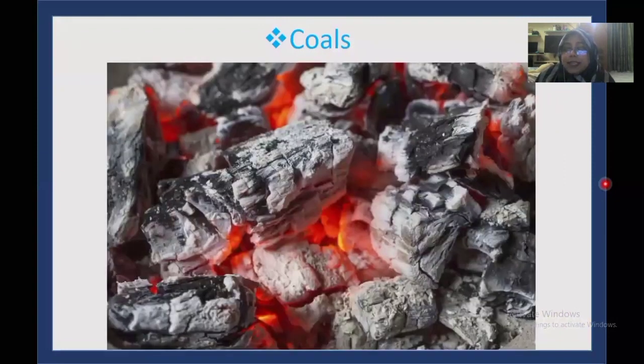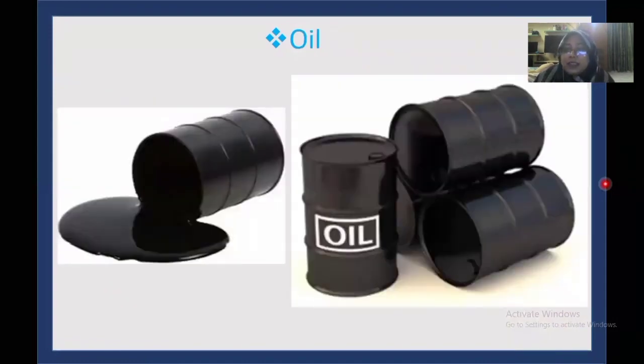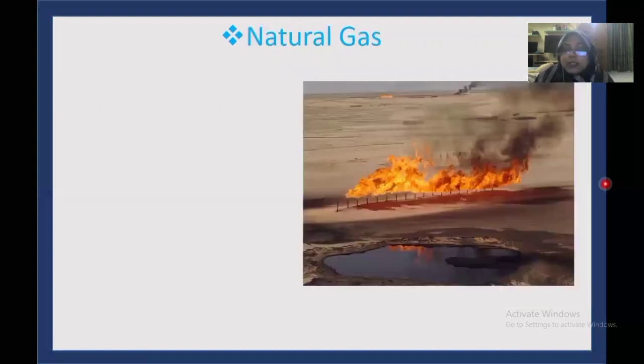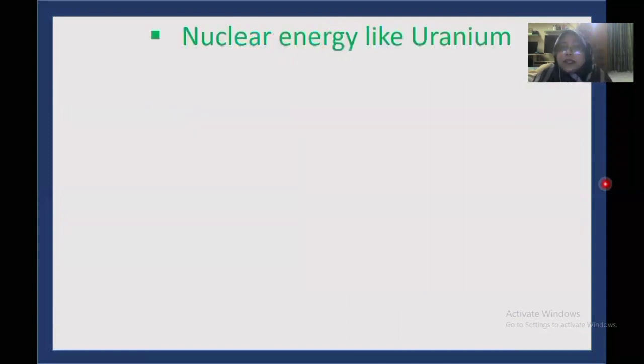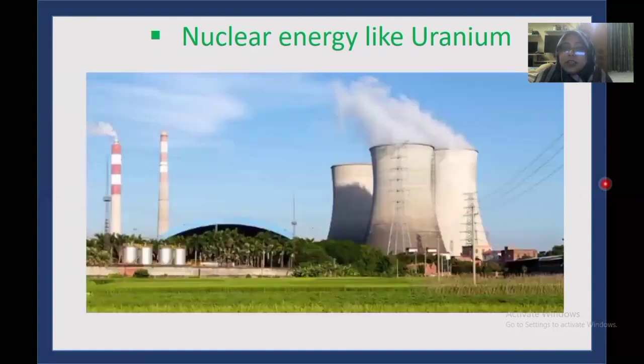Coal, what is it? Yes, the picture is very clear, and this is coal. Oil, okay, this is another source of non-renewable energy. Now natural gas, look, the lump of fire which is basically responsible, which is generated from a natural resource of energy, that means non-renewable energy, and we use it for our daily usage. Nuclear energy like uranium, here this picture is basically that type of example from where we produce energy from nuclear energy, which is a source of non-renewable energy.